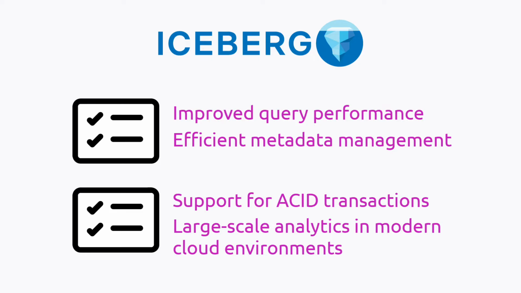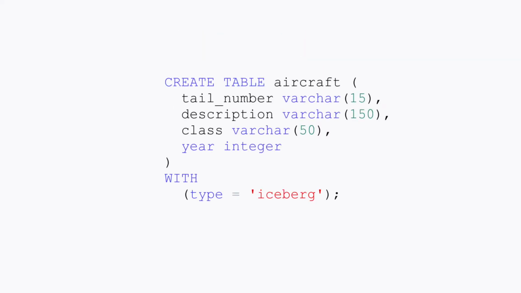But if you're anything like me, you want a concrete example to really understand how it all works. Let's see what happens under the hood when we create an Iceberg table and then add some records to it. Suppose I create a table using the following SQL command. This will create an Iceberg table called aircraft with four columns: tail number, description, class, and year.